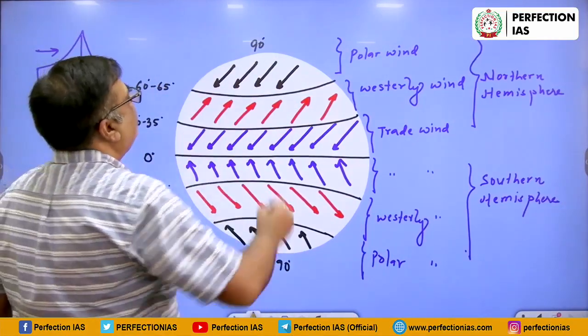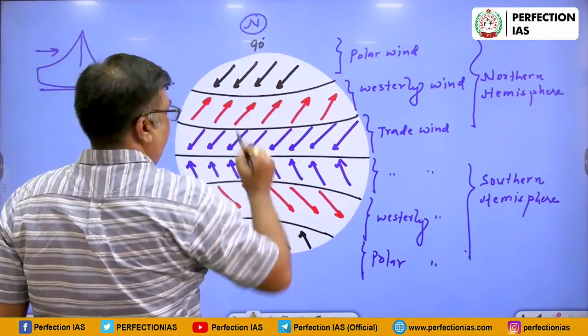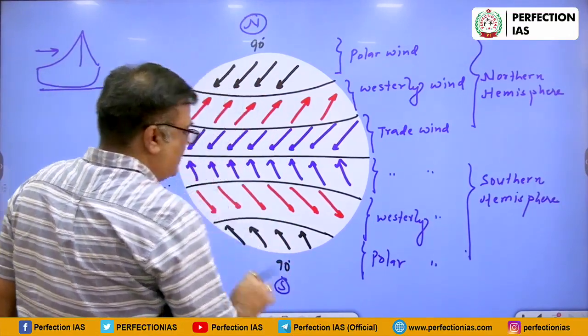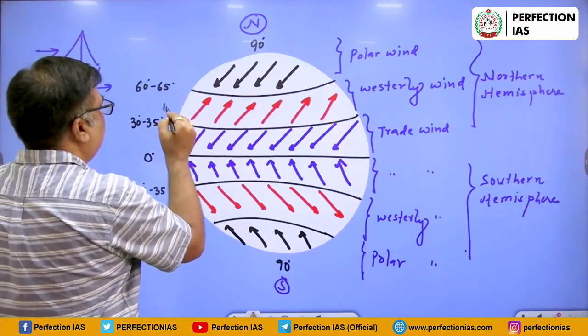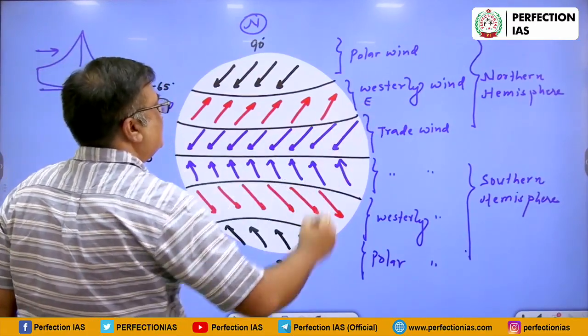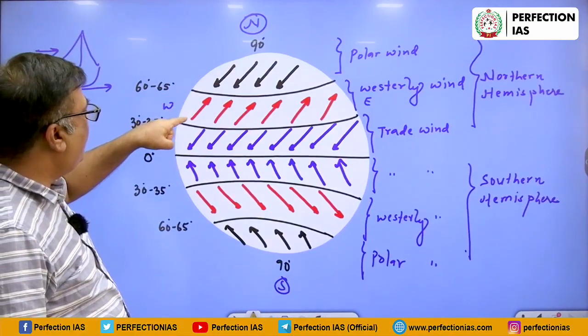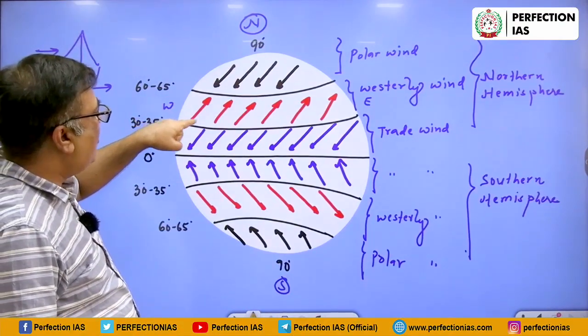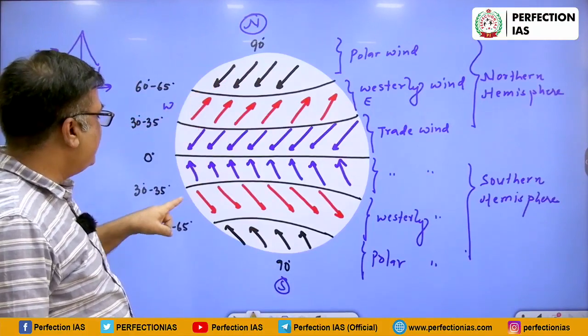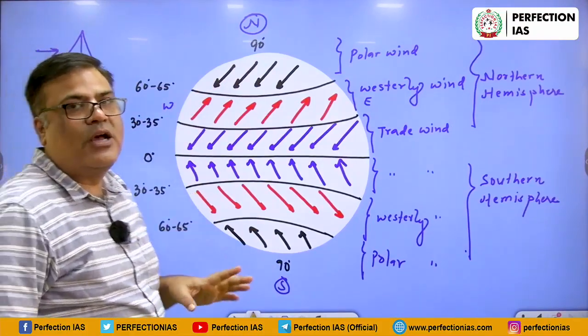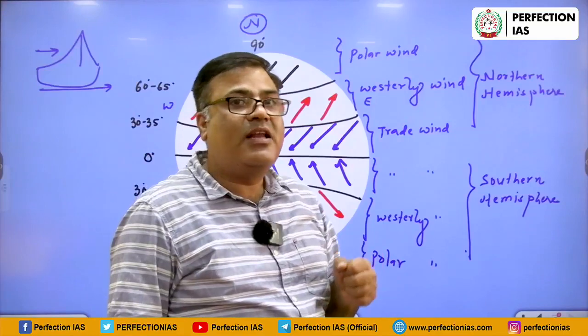Westerly wind, here you can see that in any map, here in the north it is the north and here in the south it is south. So this is west and this is east obviously. So westerly wind in the northern hemisphere is blowing from the southwest to northeast and here it is blowing from the northwest to southeast. That is why it is called westerly wind.